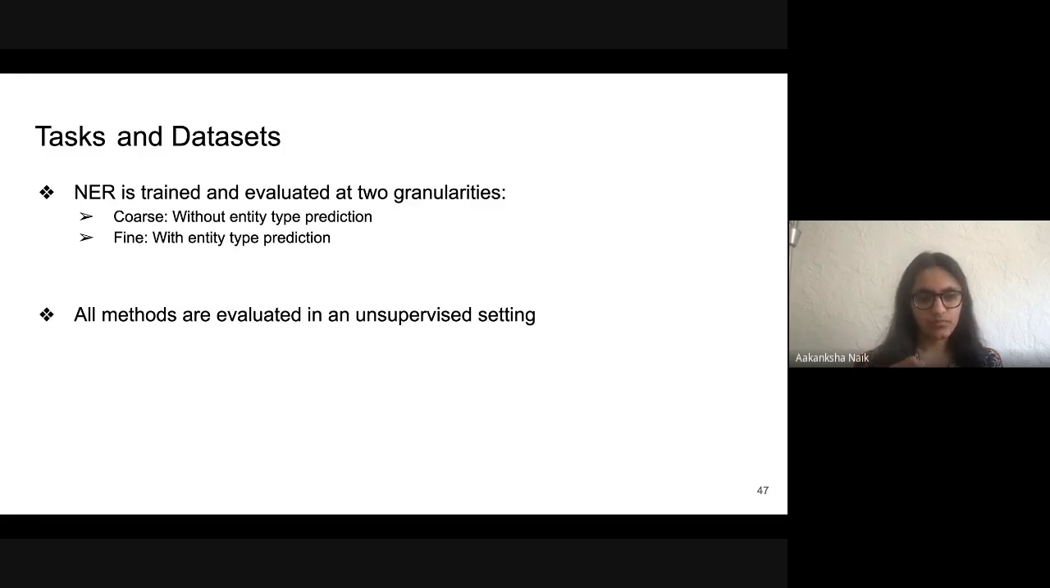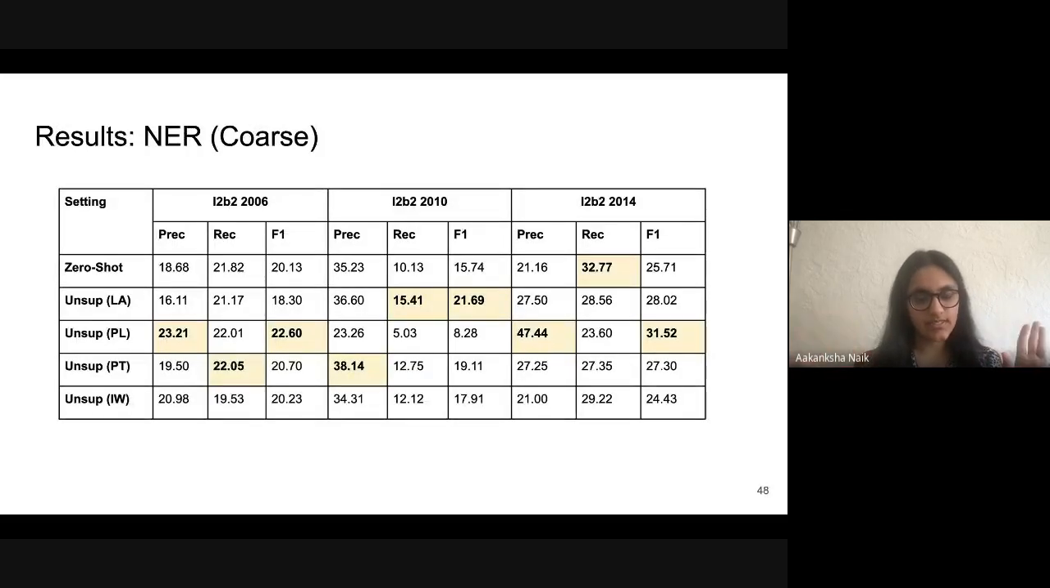So in the coarse setting, we can evaluate on all 3 datasets, but on the fine setting, you can only evaluate on 2006 and 2014 because on 2010, we don't have a mapping between entity types. And we are evaluating all of these methods in an unsupervised setting, so we don't have any labeled data from the target domain. So this is a quick overview of the results that we had for all the different methods.